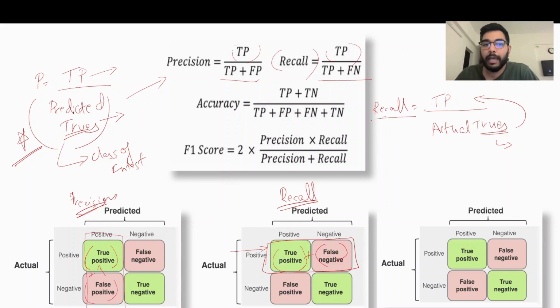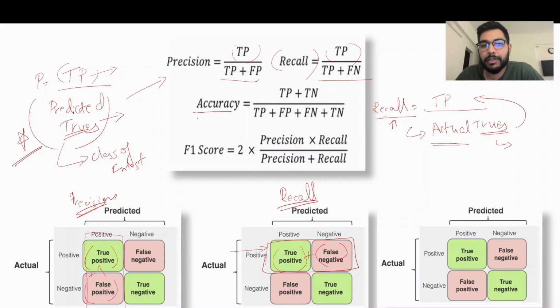Both recall and precision have the same numerator, that is the class of our interest, true positive. The class of our interest which was correctly predicted is the numerator for both precision and recall, right? But the denominator is where they part ways, wherein precision has the denominator as predicted truths, whereas recall has the denominator as actual truths. This is the difference between precision and recall.